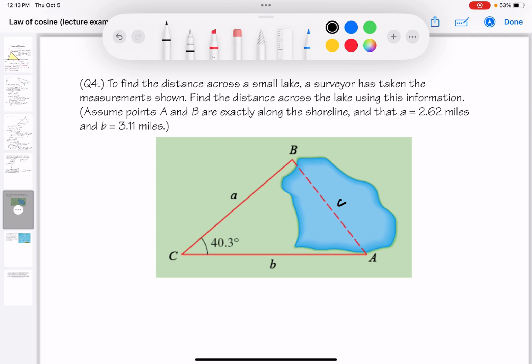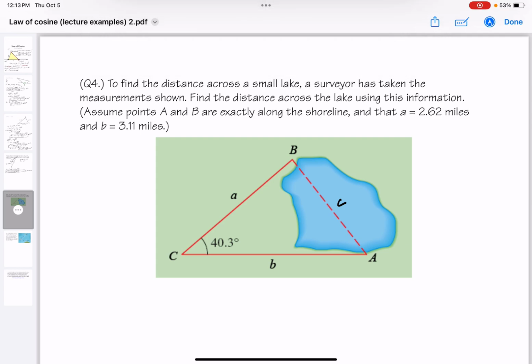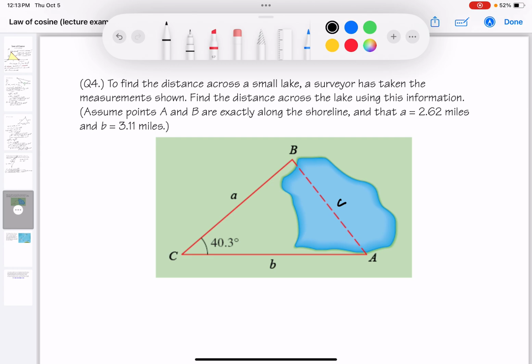And then I've got to figure out what these sides are. So it says over here, assume the points A and B are exactly along the shoreline. Yeah, I can do that. And then, I'm sorry, side A is 2.62. I'll write this over here, and that's in miles. And the other one, B, is 3.11 miles.